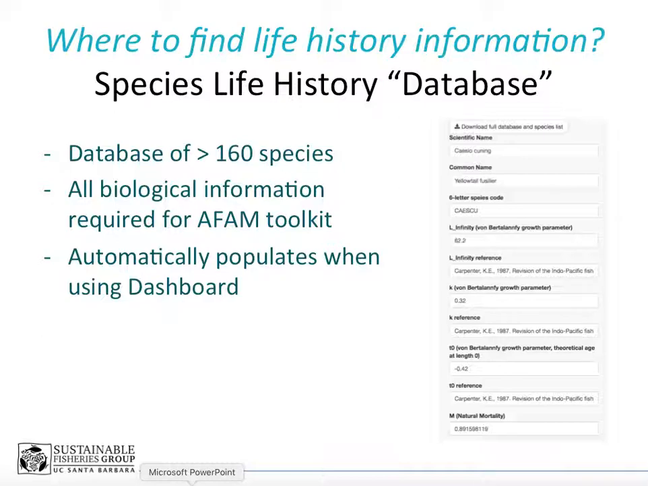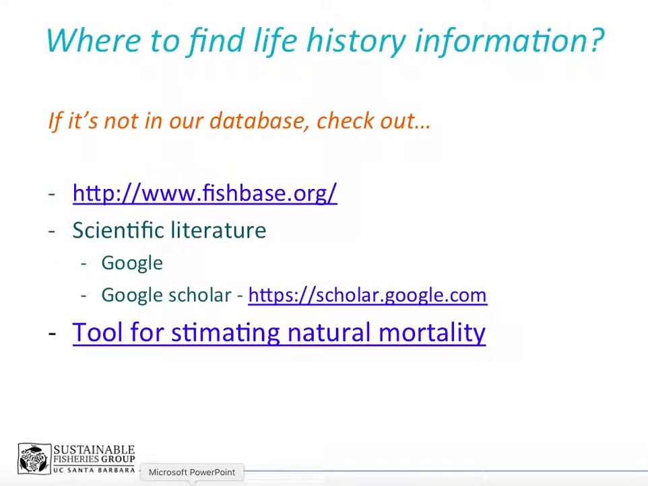Now, if one of your species isn't in here, you may have to find these parameters on your own. And you can do that through a couple of sources. There's a great website called FishBase that has a lot of life history parameters for many, many species around the globe. If you can't find it there, it can often be found in scientific literature. You can look on Google, or even better through Google Scholar, to find papers that talk about life history studies. There are also tools for estimating natural mortality online.